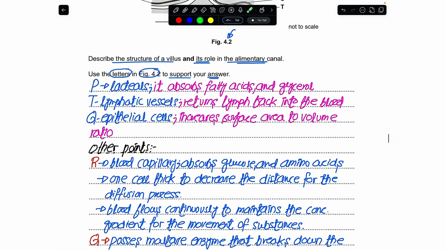The Q that we were given here at this point were the epithelial cells, and as I said, since they have microvilli, they would increase the surface area to volume ratio. Now, at this point, you would score a total of 6 marks.